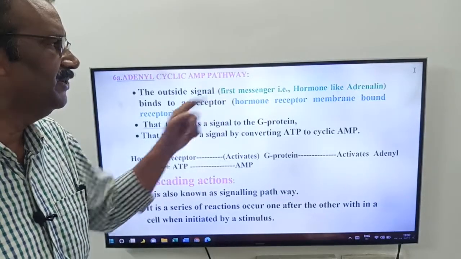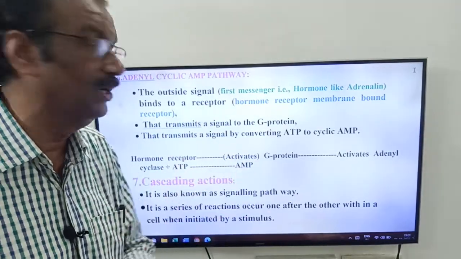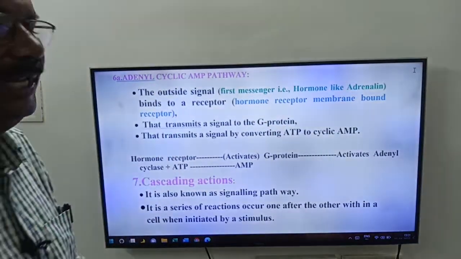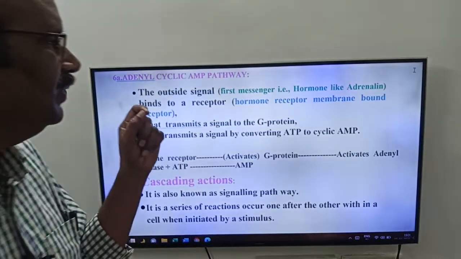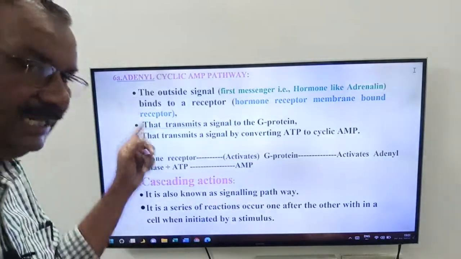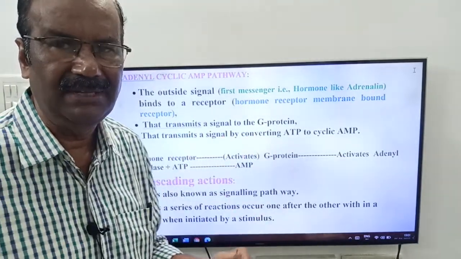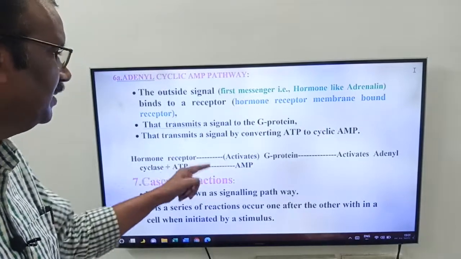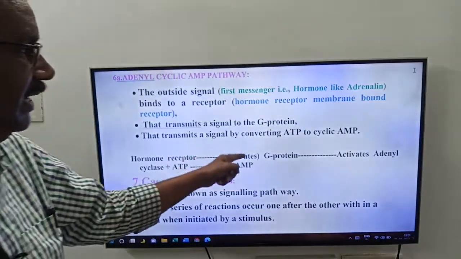The outside signal, that is the first messenger, binds to a receptor, that is an extracellular or membrane-bound hormone receptor, that transmits a signal to the G protein, friends. The receptor is present in the cell membrane. After binding the receptor, it transmits a signal to the G protein. The G protein is present on the lower side of the plasma membrane, friends. This transmits a signal by converting ATP to cyclic AMP.